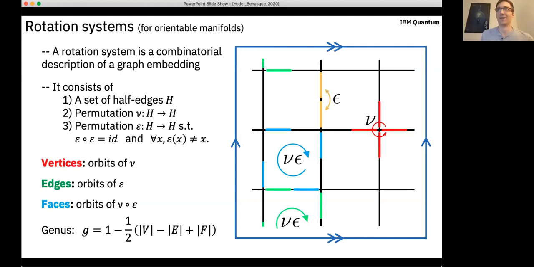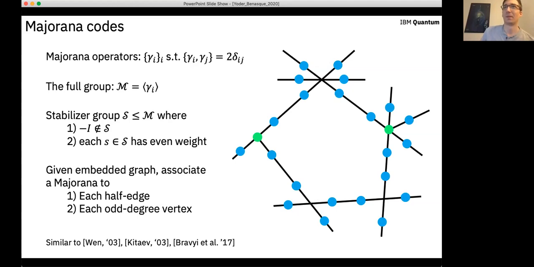Right, okay. So using this rotation system framework, we'll define Majorana codes. If you aren't familiar with Majoranas, they're a set of operators. They all anticommute with each other.